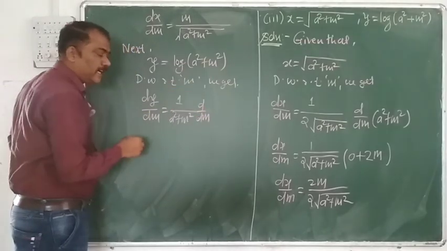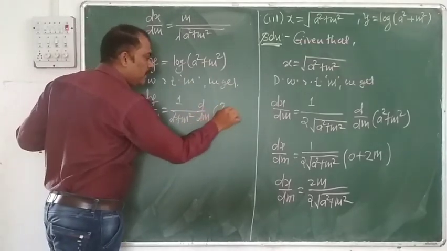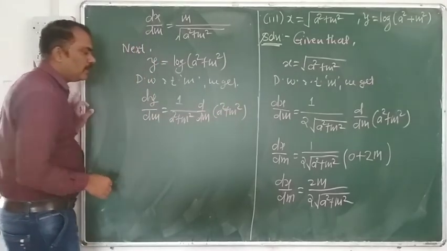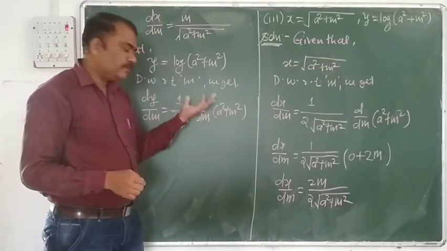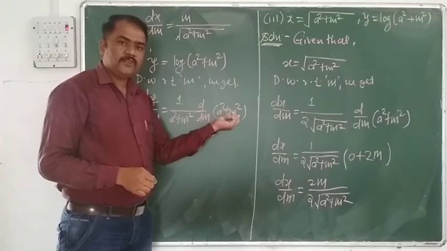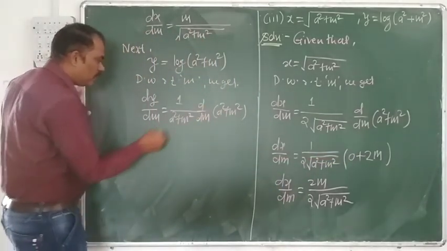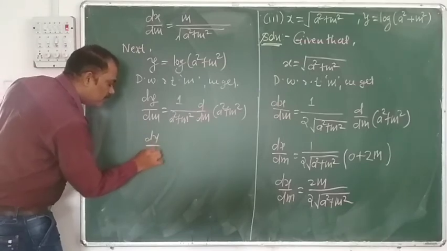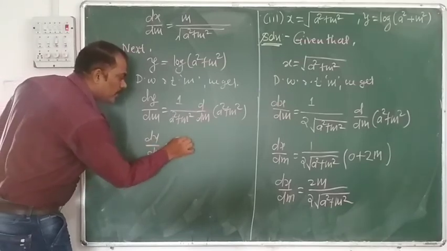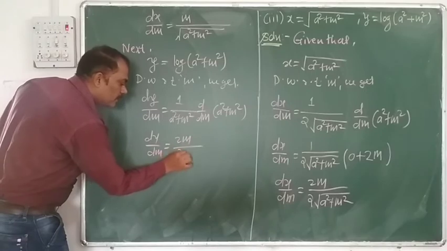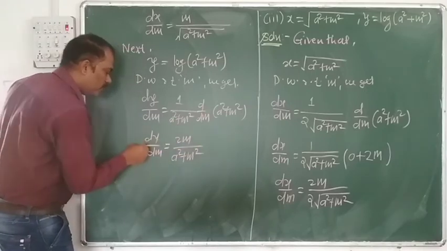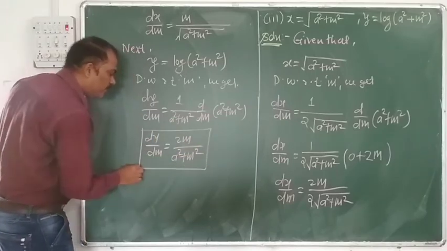Now the finger goes to the bracket. Its derivative is d dm of a square plus m square. a square is a constant, its derivative is 0. What is the derivative of m square? 2m. 0 plus 2m. Here 2m remains. So I write dy by dm is equal to 2m divided by a square plus m square. This is the value of dy by dm.